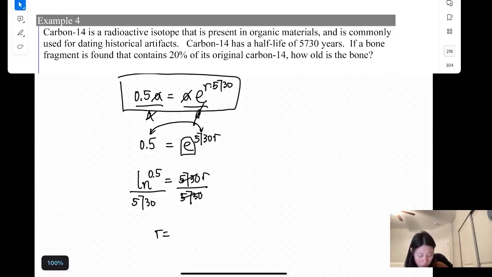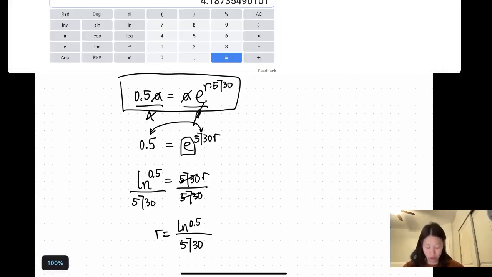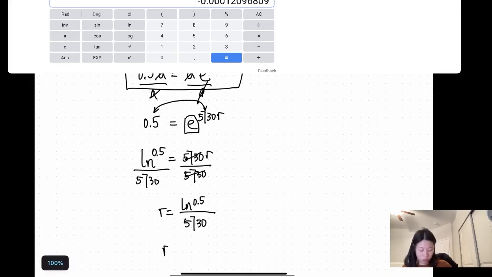So our r equals ln 0.5 divided by 5713. Okay, so now let's use our Google calculator. I have ln 0.5, and then we want to divide it by 5713. So this is equal to our rate, which is negative 0.0001209689. So that makes sense because it's decaying really slowly.